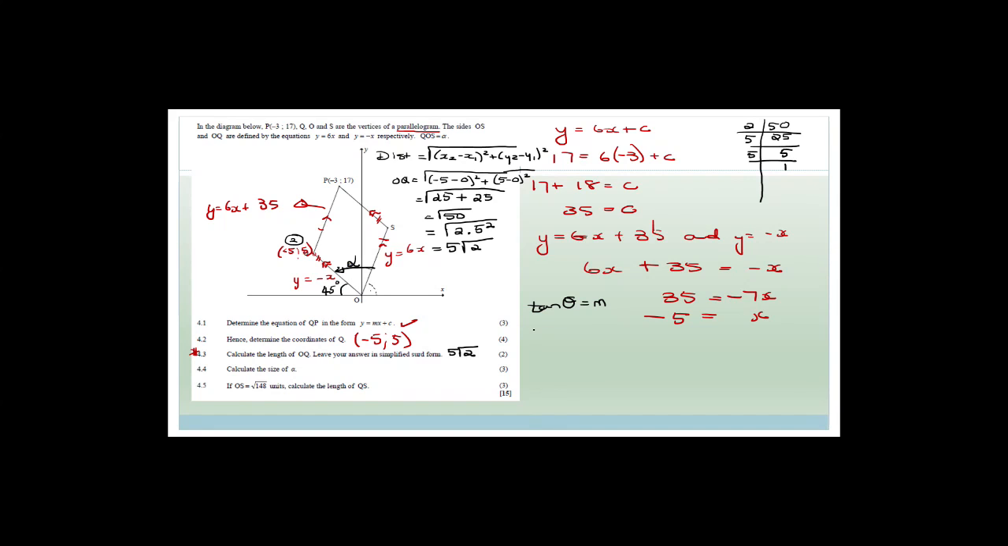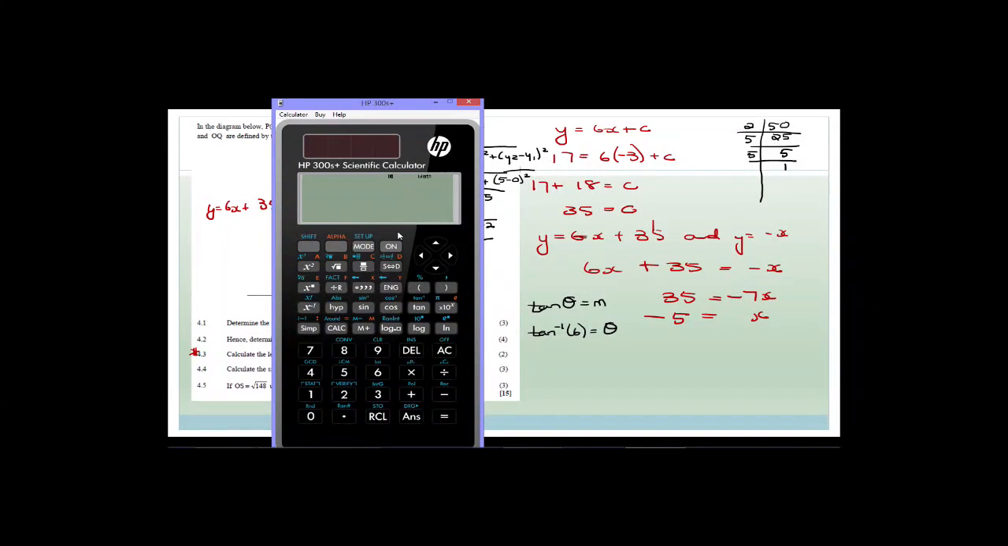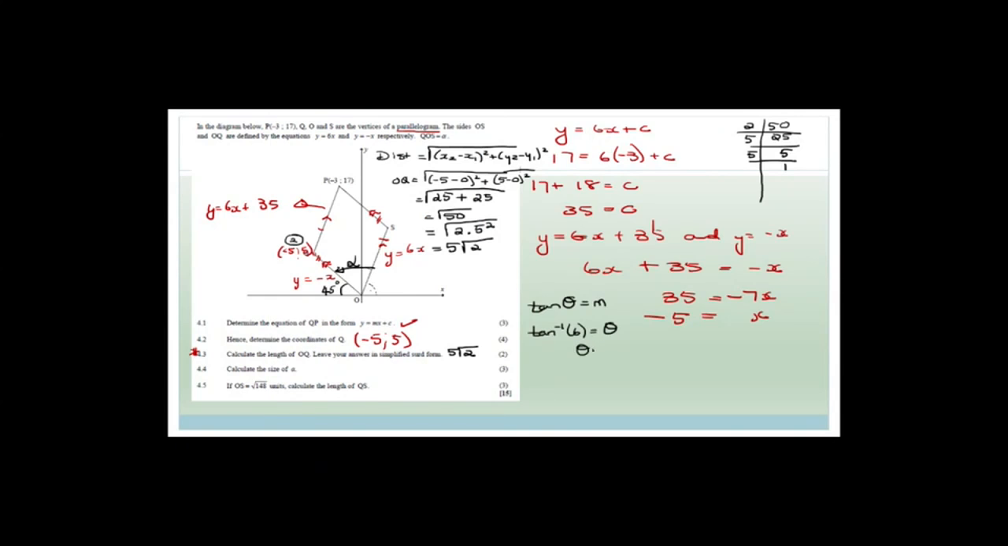So let's do that. We're going to go shift tan of 6 to get the angle theta. We need our calculator, so we go shift tan of 6, close bracket, equals 80.53, or 80.54 when rounding off to two decimal places. Since the other one was rounded off, we're going to round this off to a single decimal. So this is 81 degrees. So this theta is equal to 81 degrees, which means that whole angle there is 81 degrees.